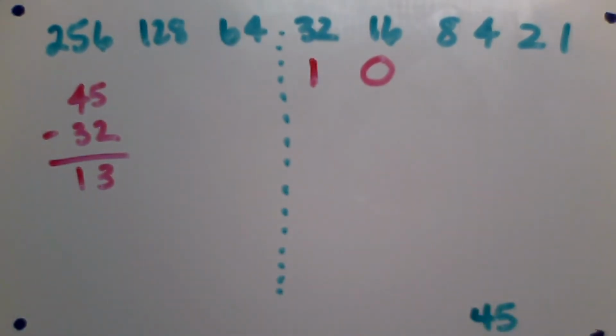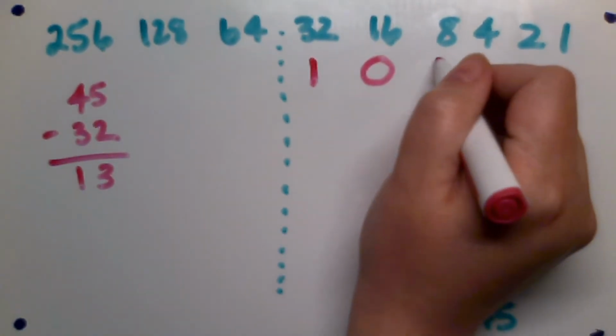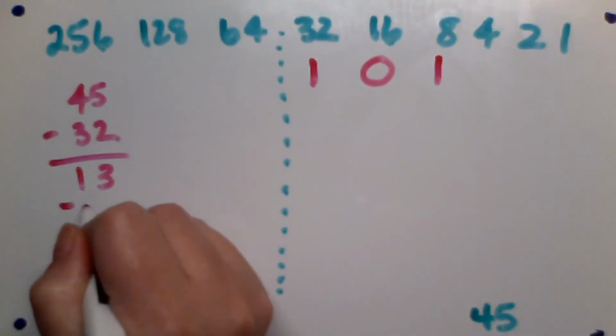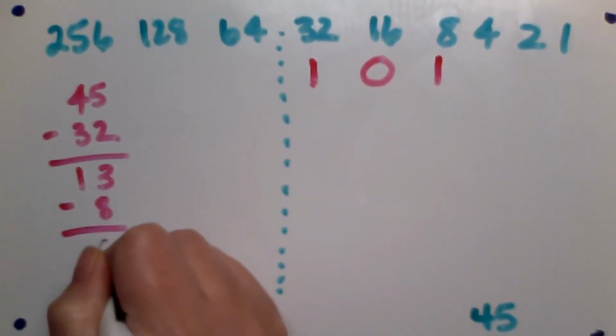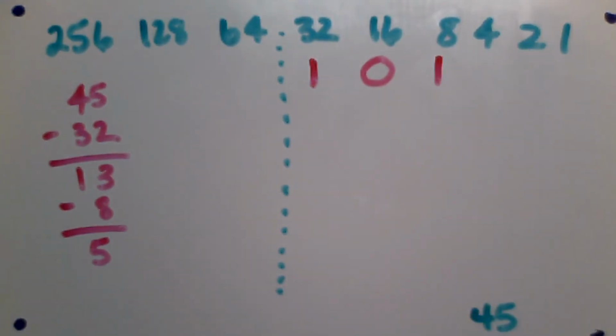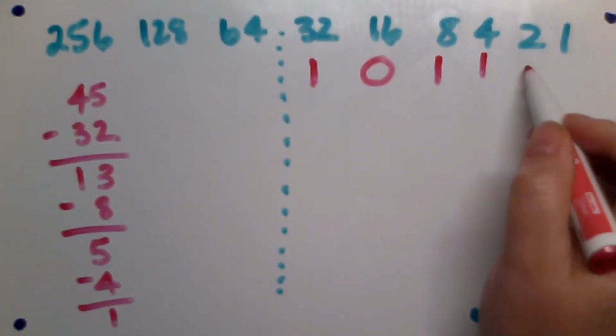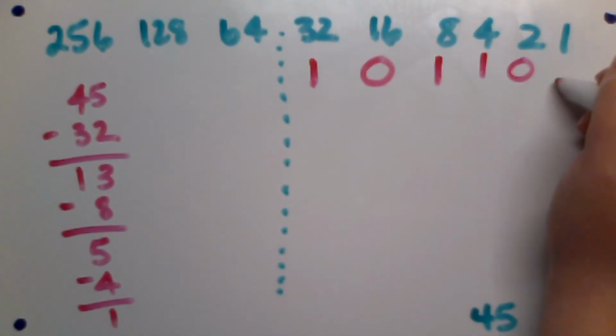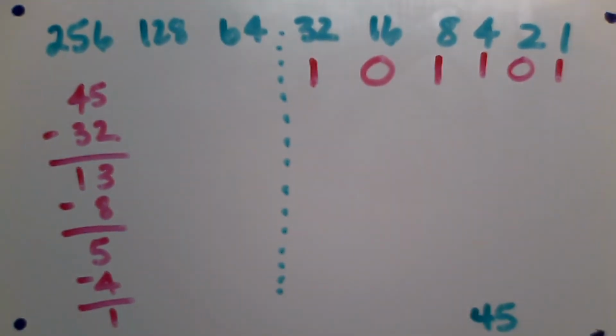Can an 8 go into 13? The answer is yes. So we're going to put a 1 there. But then we need to subtract 8 from what we're working with. We'll go to the next column. Can a 4 fit in a 5? Again, the answer is yes. Subtracting that number, we're left with a 1. Can 2 go into 1? Nope. 1 can go into 1, so we are going to put a 1 there.